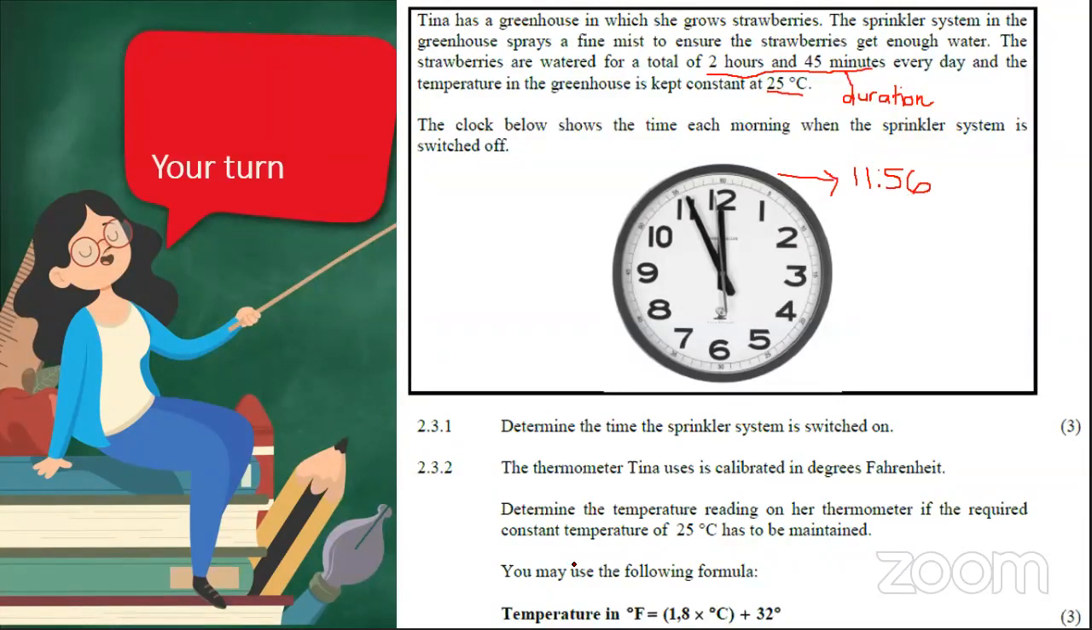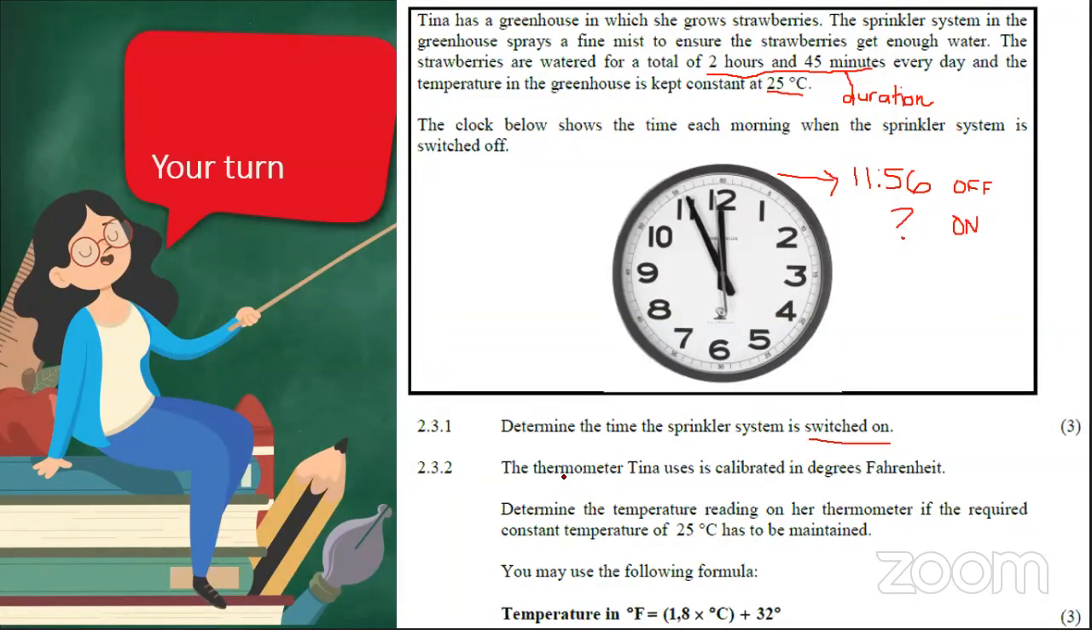Here are your questions. You don't have much time, we're almost done. So write these questions down because these are for homework. I'll just read them for you. Question 3.2.1: determine the time the sprinkler system is switched on. If it is switched off at this time, after 2 hours and 45 minutes, when was it turned on? That is your first question. Remember, these are your homework questions.